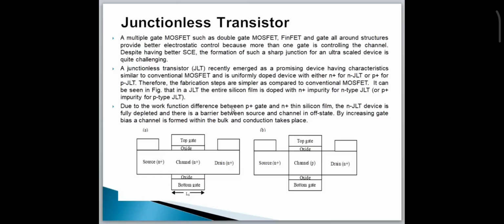By increasing gate bias, when you provide the gate voltage at the gate terminal, a channel is formed within the bulk and the conduction takes place. Initially, by applying the work function, the N plus layer is fully depleted and transformed into P plus. When you apply the gate voltage, a channel is created and the conduction will take place between the source, channel and drain terminal in case of a junctionless transistor.